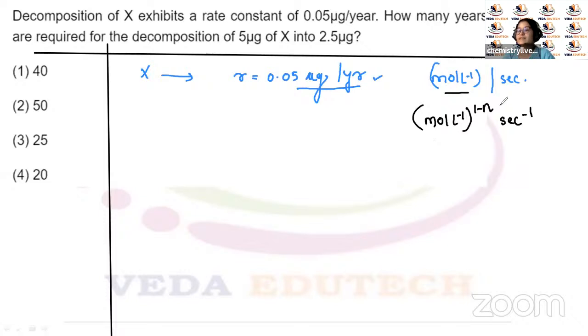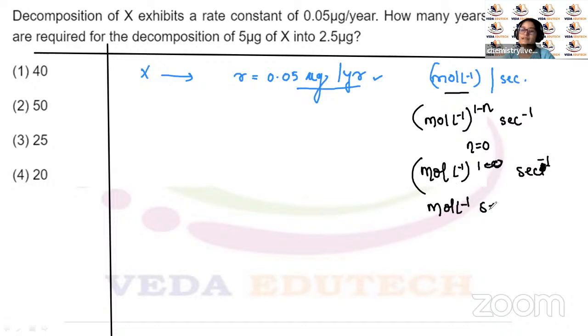So in terms of n, in place of n, if I put n equals to 0, I'll get mole liter inverse 1 minus 0 second inverse. So this is going to be just 1. So I'll get here mole, liter inverse and second inverse, right? So from here, this is in that format only. So can I say that this is a zero order reaction? Which order reaction? This is a zero order reaction.